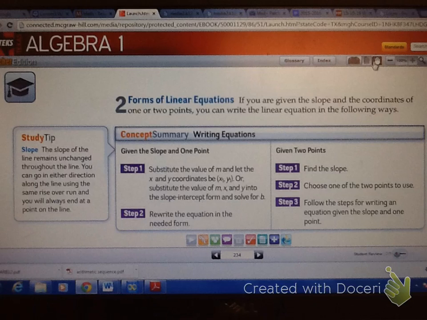So keep in mind, this is from the book, and what they're saying here is the concept summary for writing equations. If you're given the slope and a point, there's only 2 steps, mainly the first step, substitution. If you're given 2 points, you first need to find the slope, find your m, then choose 1 of 2 points to use, and then substitute it in. Okay, so really this shouldn't be too much of a problem, hopefully.